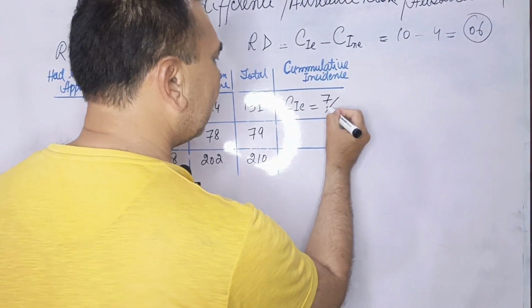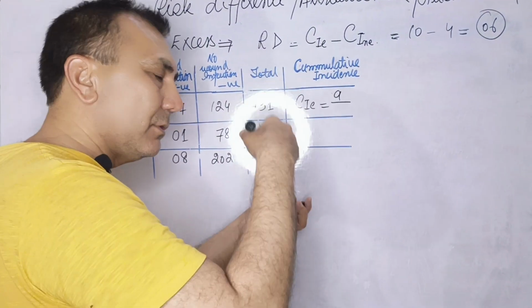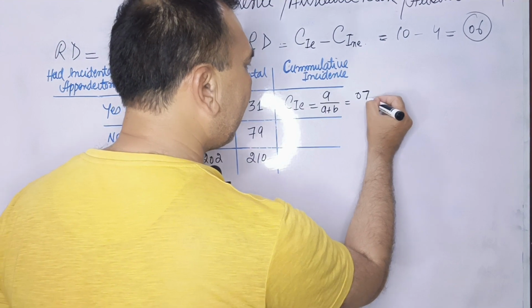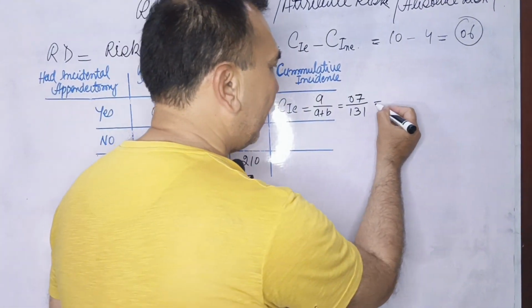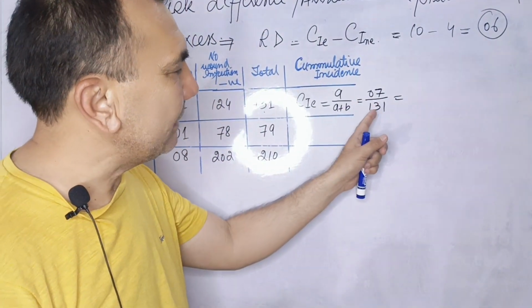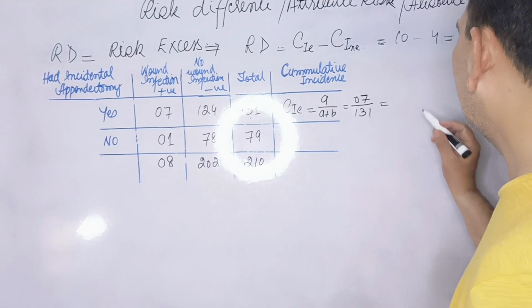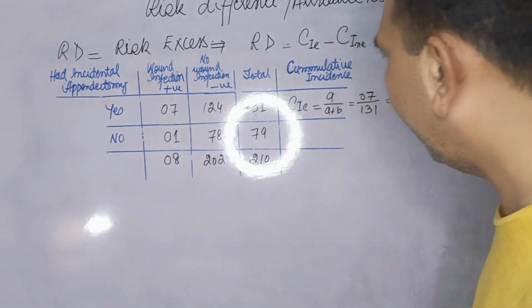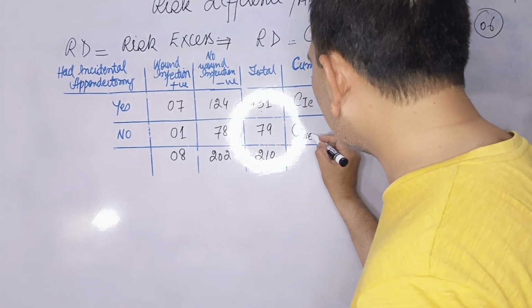So 7, what is the formula for that? To calculate the risk in an exposed group, or cumulative incidence in an exposed group, it is A divided by A plus B. So we divide the 7, which is the number of wound infections among the exposed group, by the total population of the exposed group. It will come up with 5.34%.